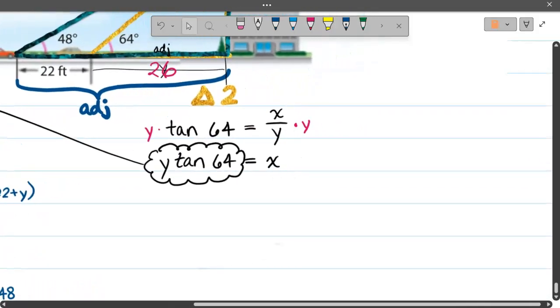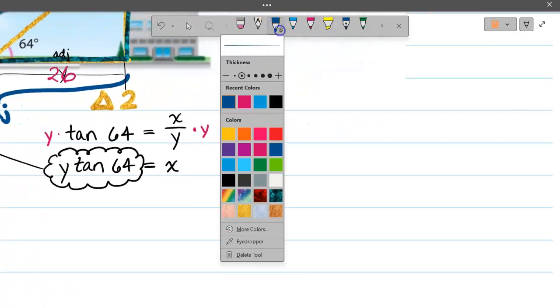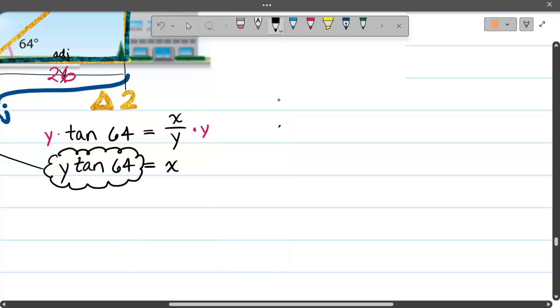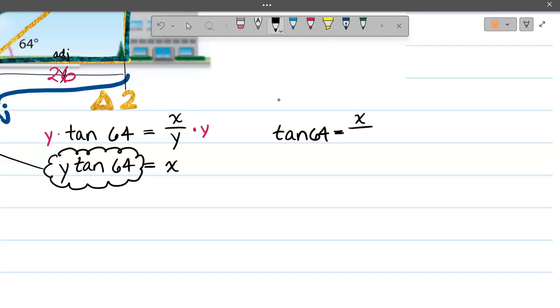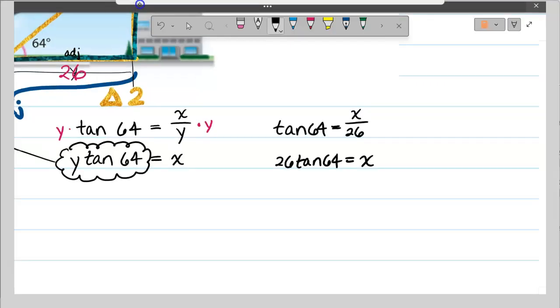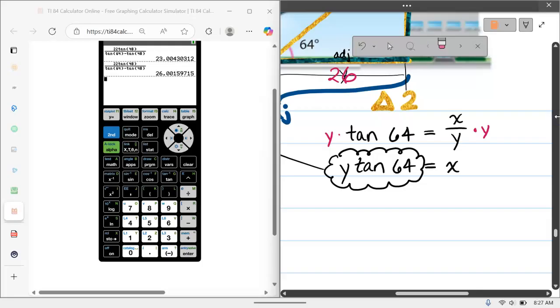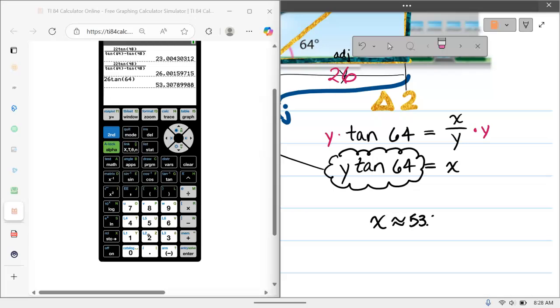Now we can come back to our original problem and finish figuring out x. Tangent of 64 equals x over 26. Multiplying both sides by 26, we will now know how big x is. 26 tangent of 64. Which is 53.3. The height of the building is approximately 53.3 feet.